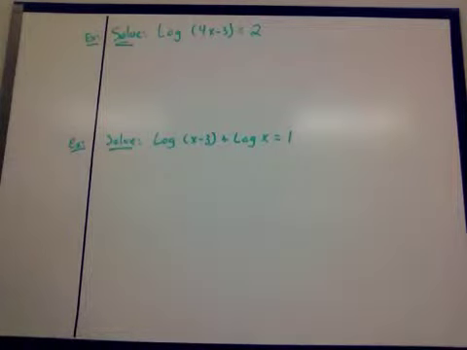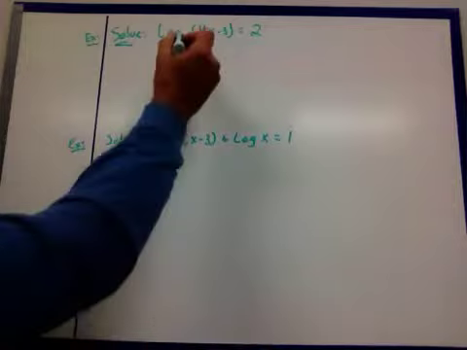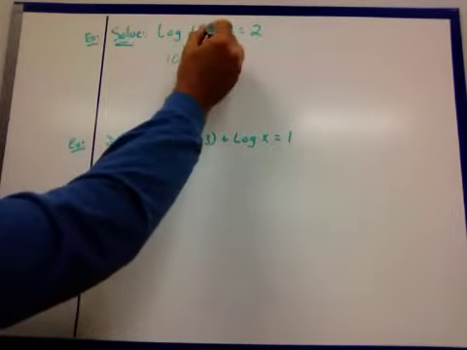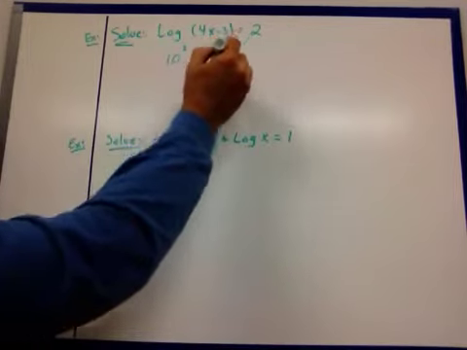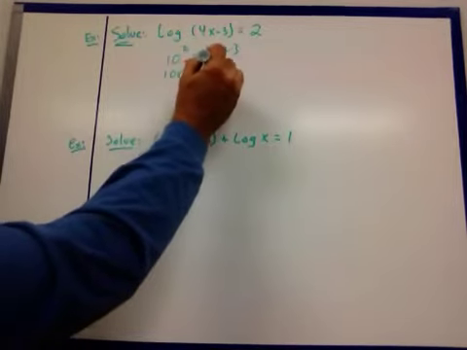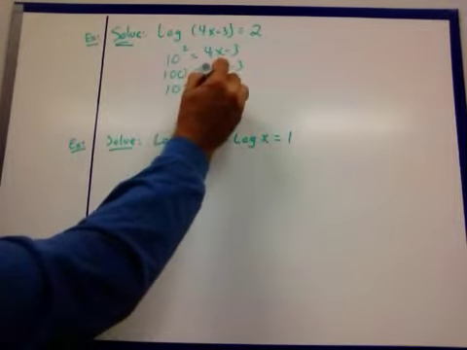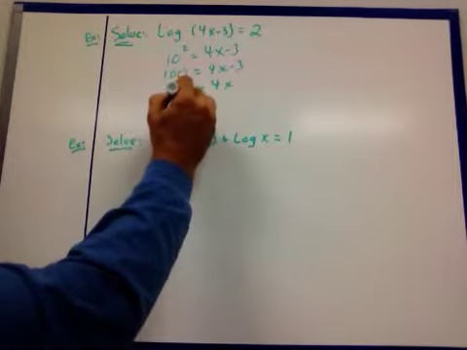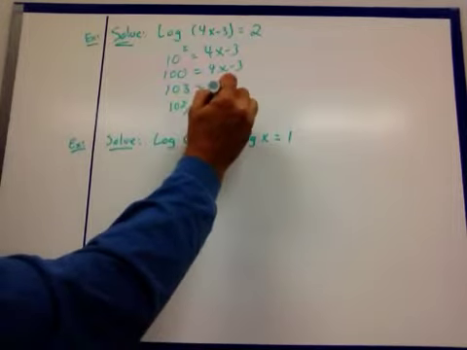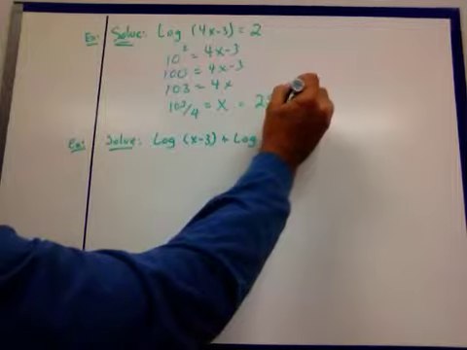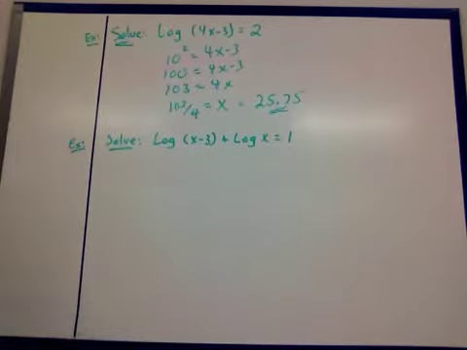Okay, well, we like to put them in the exponential form, right? This is base 10 right here. So I'm going to get 10 squared equals my y, 4x minus 3. I get 100 here. Add the 3 over. Divide the 4 out. 103 divided by 4 equals my x. And that's what, 25.75? Okay, that's what that would equal.